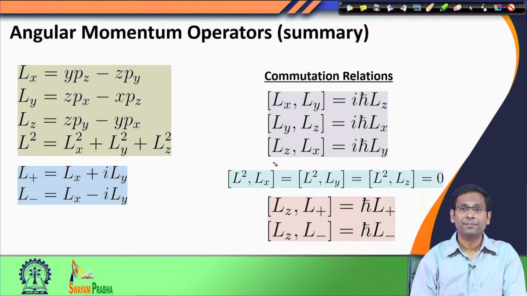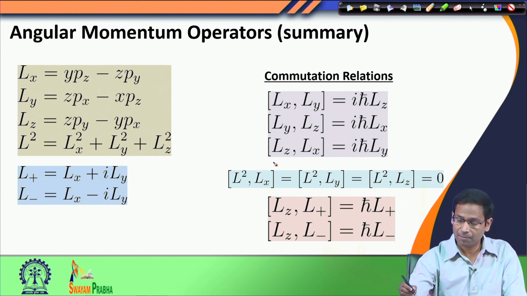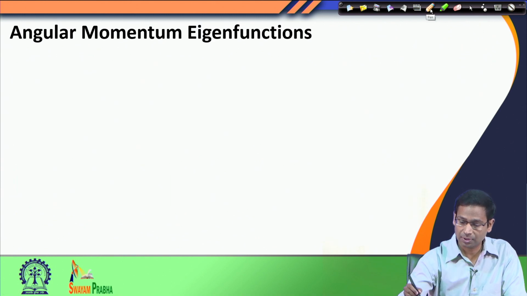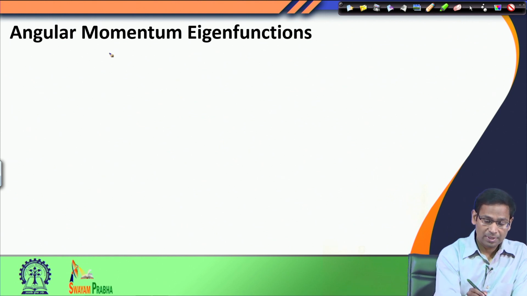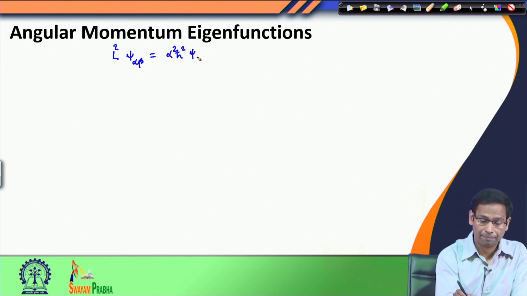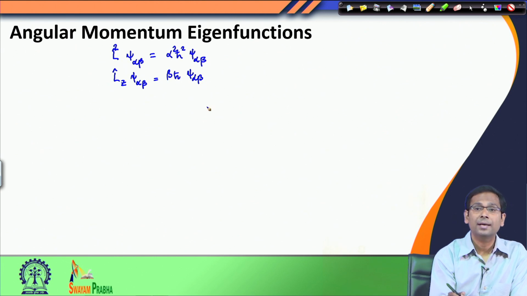We continued our discussion by finding the eigenfunctions which are simultaneously eigenfunctions of the L square operator and the Lz operator. I will briefly remind you of the important assumptions that we had in our previous lecture. We defined psi alpha beta to be an eigenfunction of the L square operator with an eigenvalue of alpha square h bar square, and the same eigenfunction is also an eigenfunction of the Lz operator, but with an eigenvalue of beta h bar psi alpha beta. This is how we defined psi alpha beta as the simultaneous eigenfunction of the L square and Lz operators.